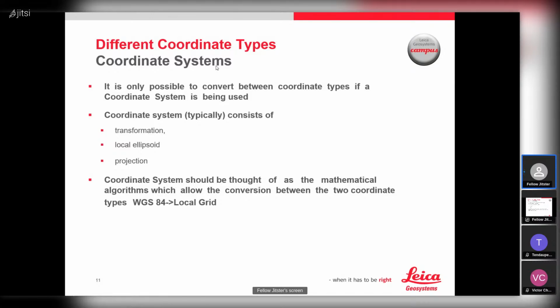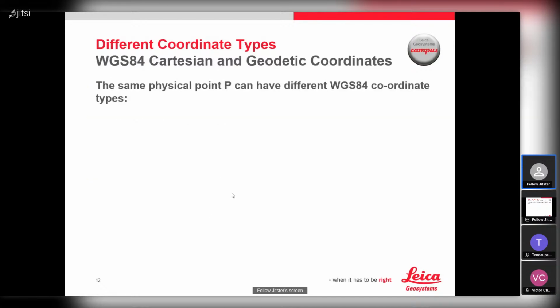Then, if we take all this into consideration, typically the coordinate systems that we can define or use always consist of the transformation, the local ellipsoid, and the projection parameters. And that finally allows you to convert or transform your measurements, which are in this WGS84 or ITRF GNSS system, into the local grid system, which can be used by local surveyors or mapping agencies, etc.